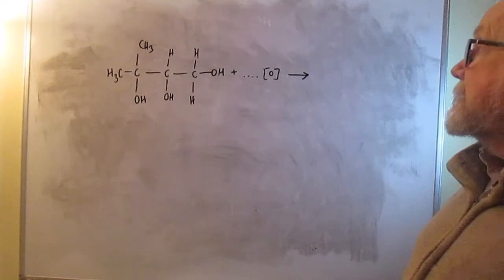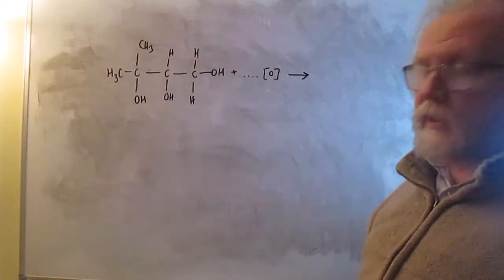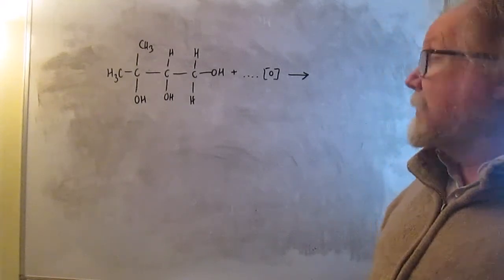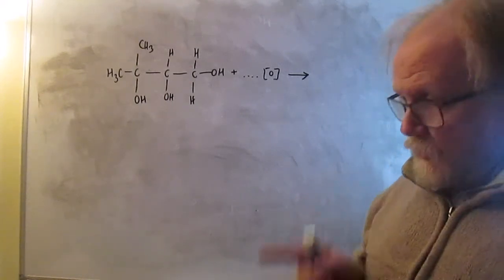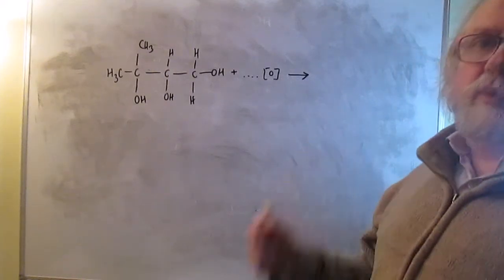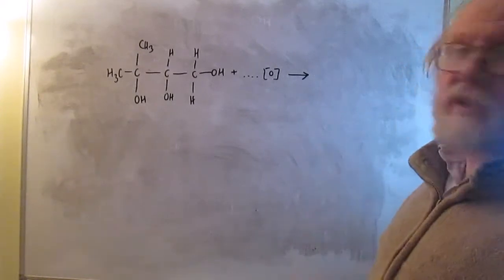Part B is asking us to complete the equation for the treatment of this compound with excess acidified potassium dichromate solution. Key word in that question is excess. Hopefully you noticed that and thought that when it says that, it usually means that it's going to react more than once with this compound.